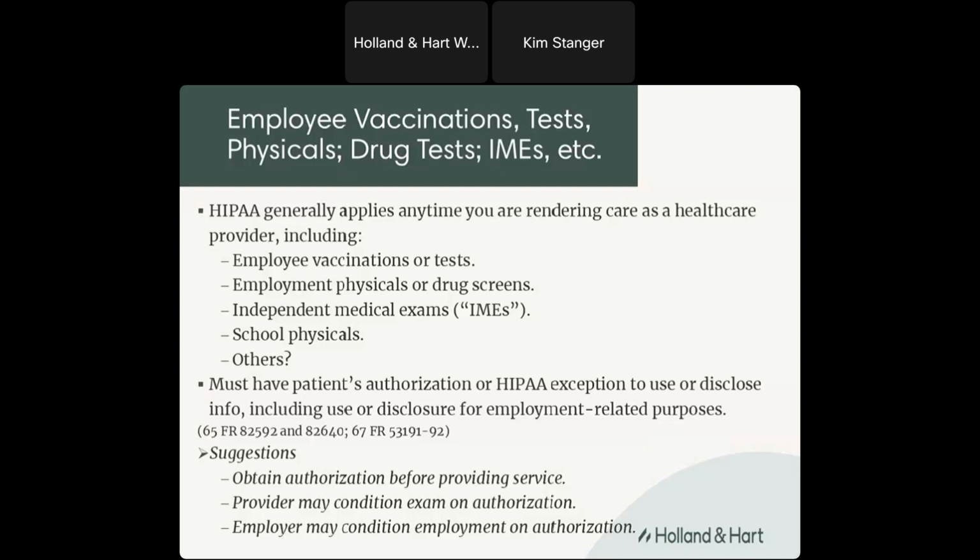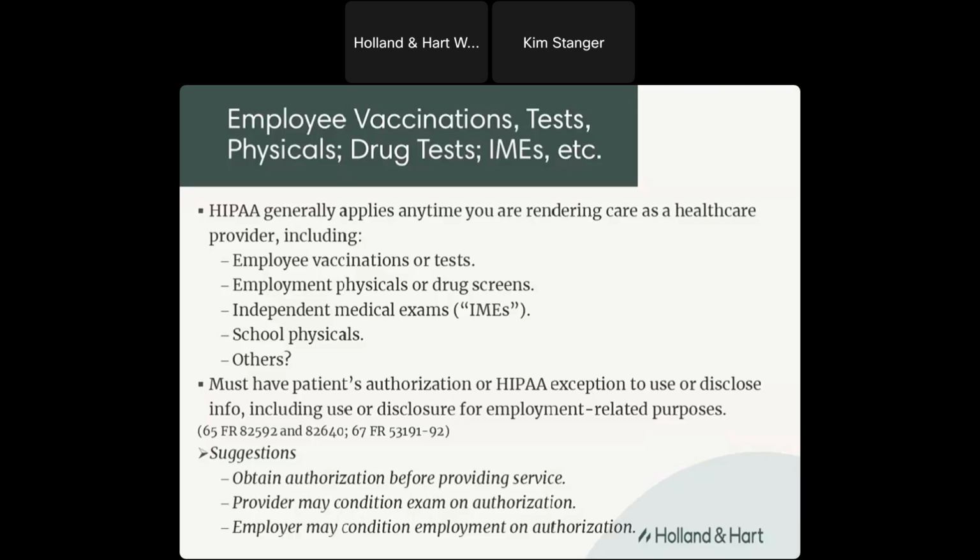Now, what you're going to want to do, when that patient shows up in order to get this IME, the drug test, those things, is have the patient sign an authorization up front that allows you to use or disclose the protected health information, because that's the whole purpose that they're there. You may condition that exam on their provision of an authorization. This is a different rule. The general rule is you can't condition treatment on an authorization, but this is an exception.